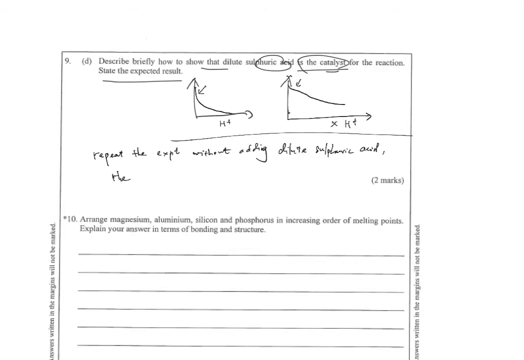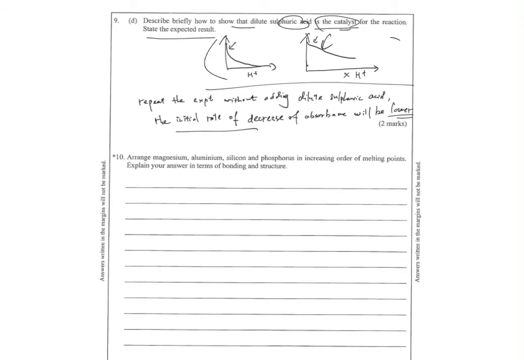Then repeat the experiment without adding dilute sulfuric acid. Then the initial rate of the decrease of absorbance will be lower, okay? Not that fast, not that high, okay? So these are the two diagrams just for the draft.